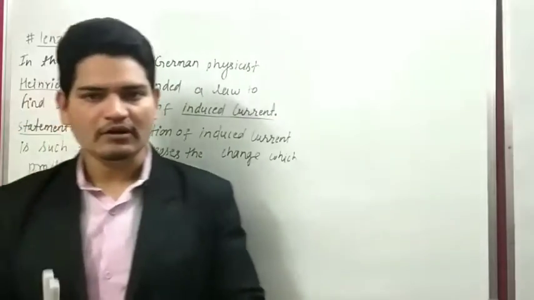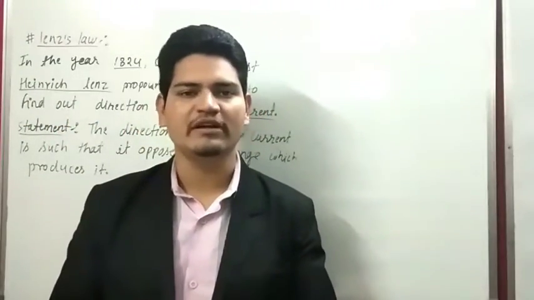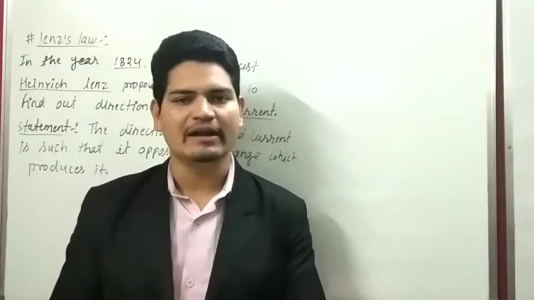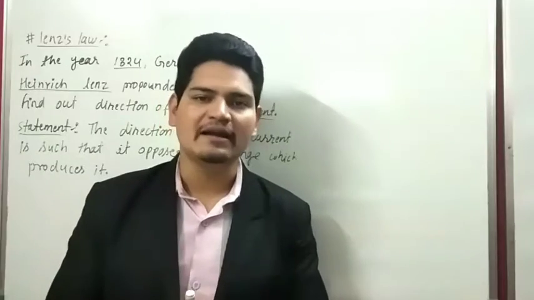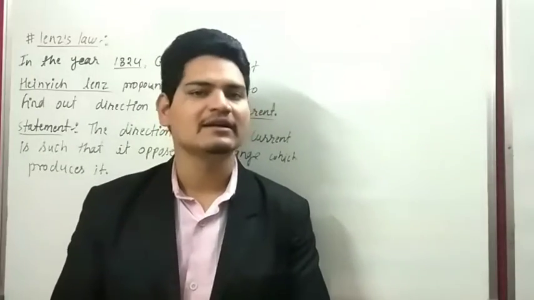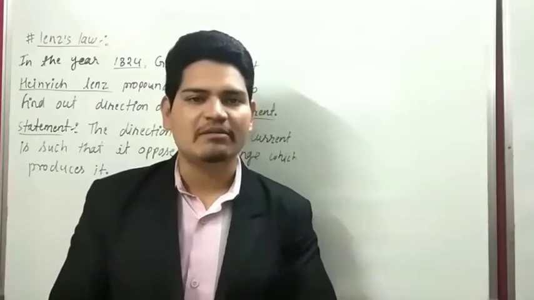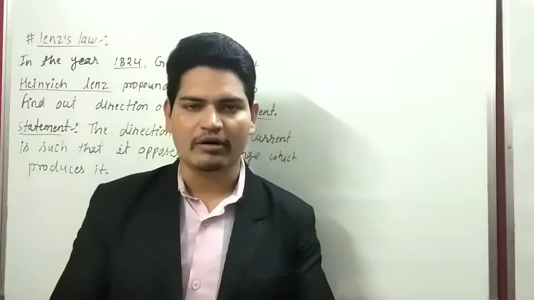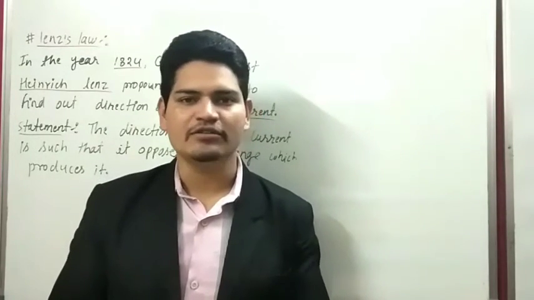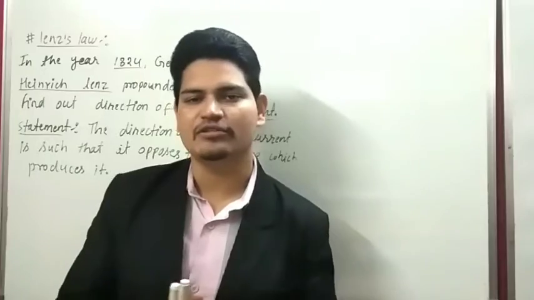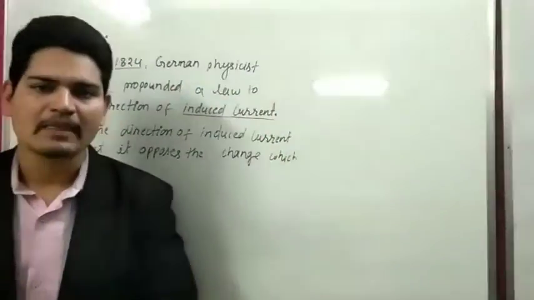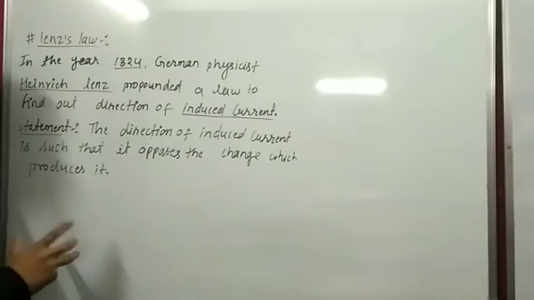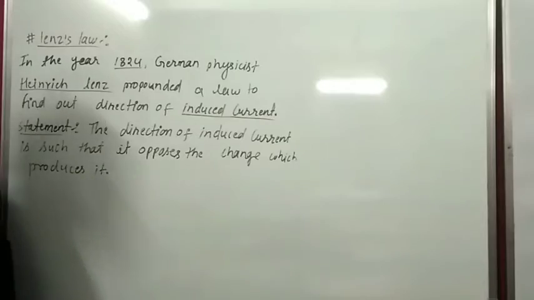We know that whenever there is a relative motion between coil and magnet, then due to the magnet and the change of magnetic flux, an induced current is developed in the coil. So what is the direction of induced current? We can find the direction of induced current with the help of Lenz law. In the year 1828, German physicist Heinrich Lenz propounded a law to find out the direction of induced current.